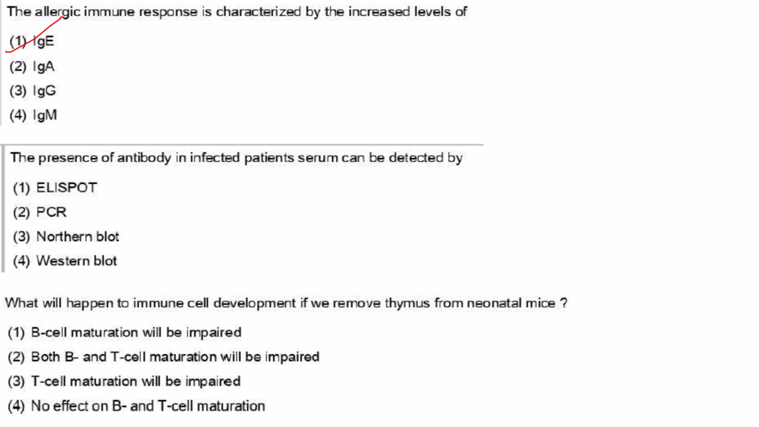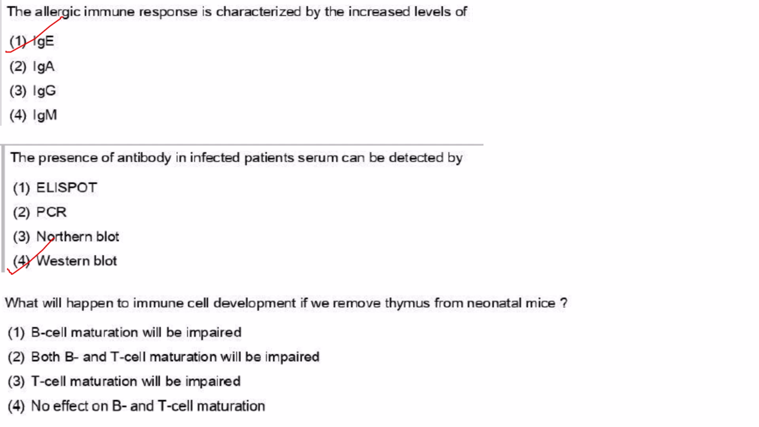Okay, then next one. The presence of antibody in an infected patient's serum can be detected by, of course, Western blot. ELISpot is used to quantify the number of cells that produce a cytokine. PCR is for amplifying DNA sequences. Northern blot is to detect RNA molecules, not antibodies. So fourth is the answer.